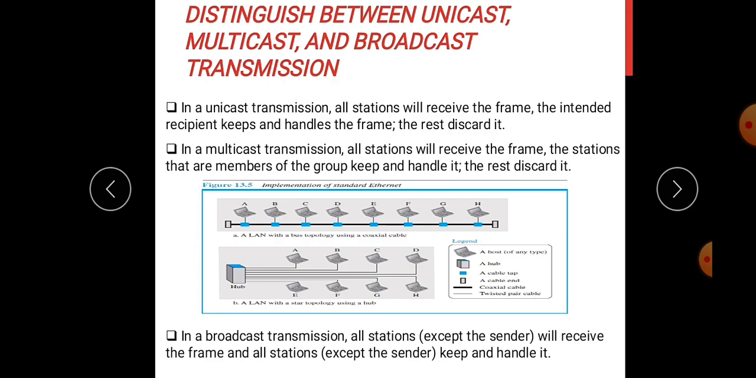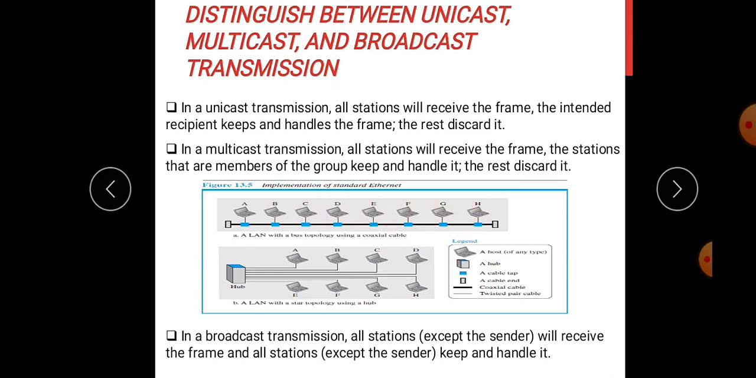In a unicast transmission, all stations receive the frame. The intended recipient keeps and handles the frame. The rest discard it. In a multicast transmission, all stations receive the frame. The stations that are members of the group keep and handle it. The rest discard it. In a broadcast transmission, all stations receive the frame and all stations except the sender keep and handle it.